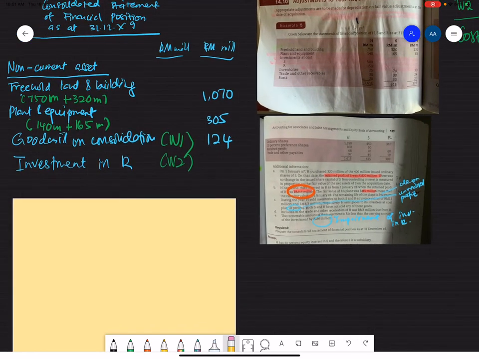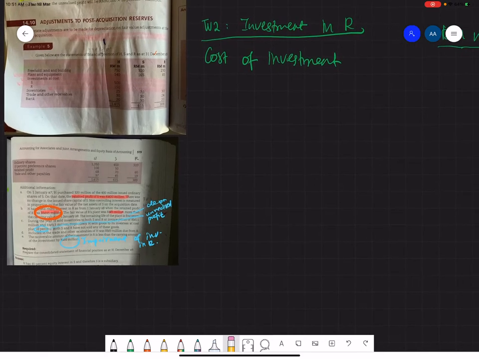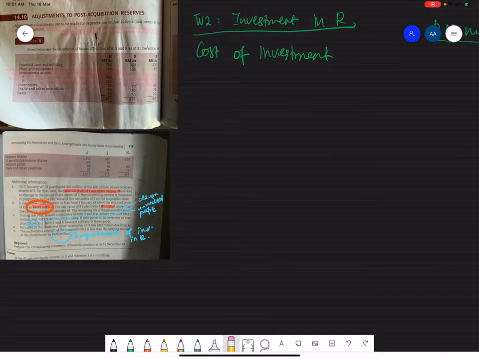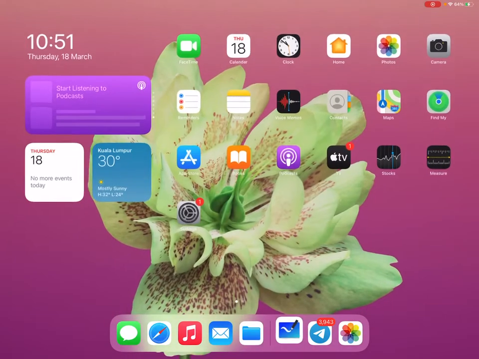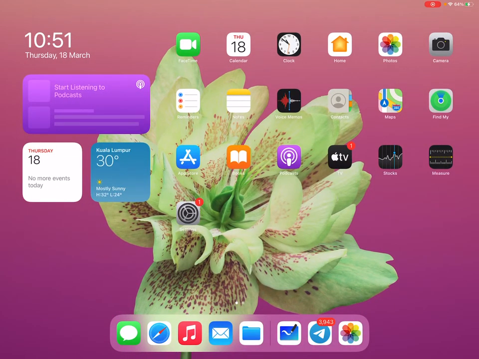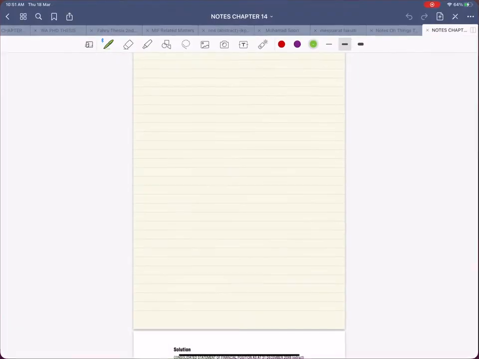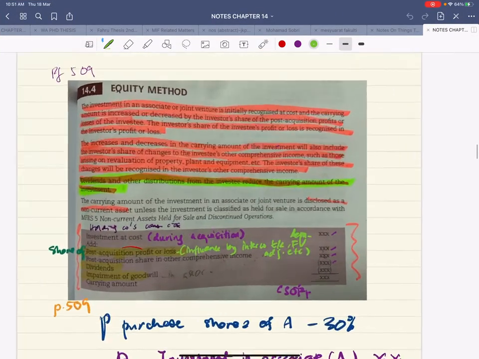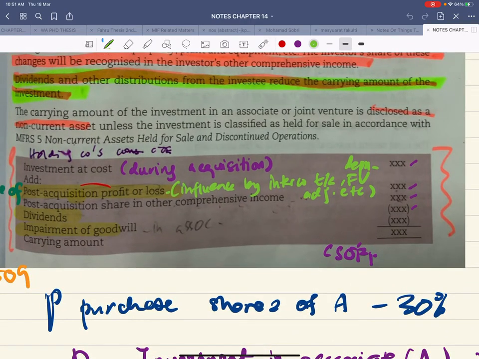Okay. Next, after we prepare, we go on to consolidation. Next is actually investment in R. So I have explained to you the items that will affect post acquisition profit, because post acquisition profit will affect investment. If you look at your notes, on page 509, post acquisition profit will affect investment.